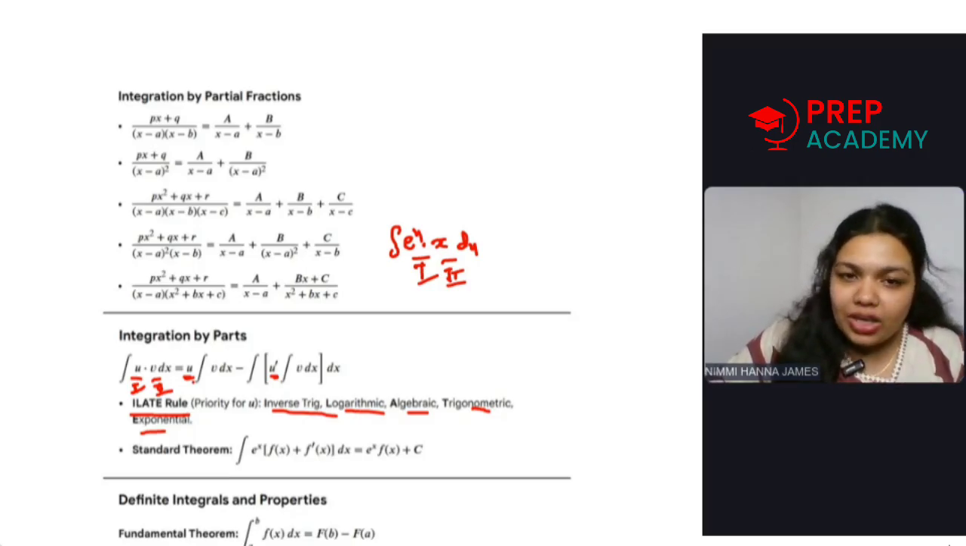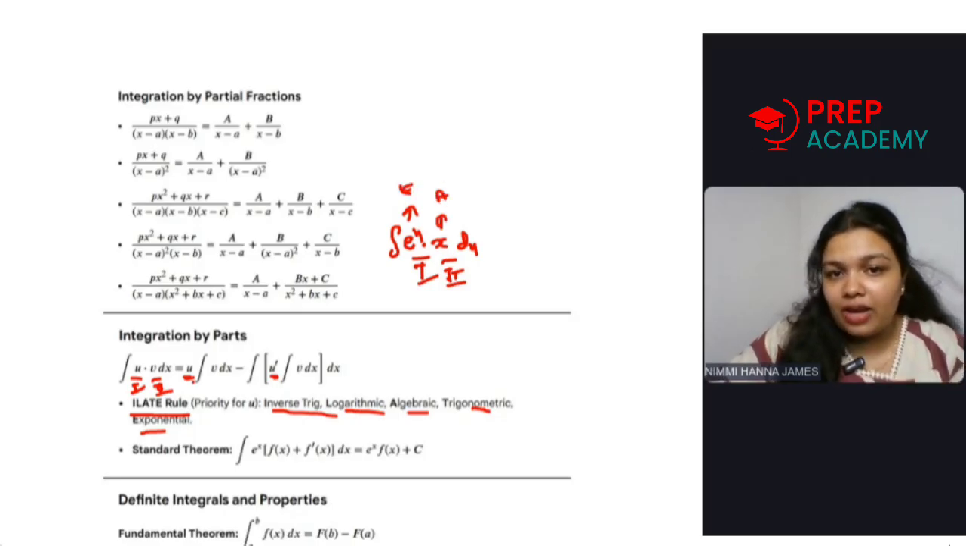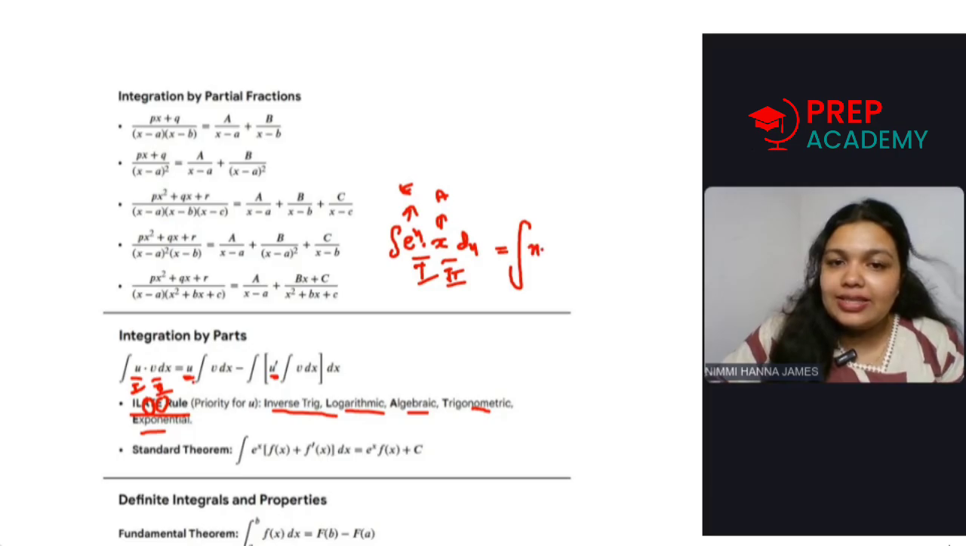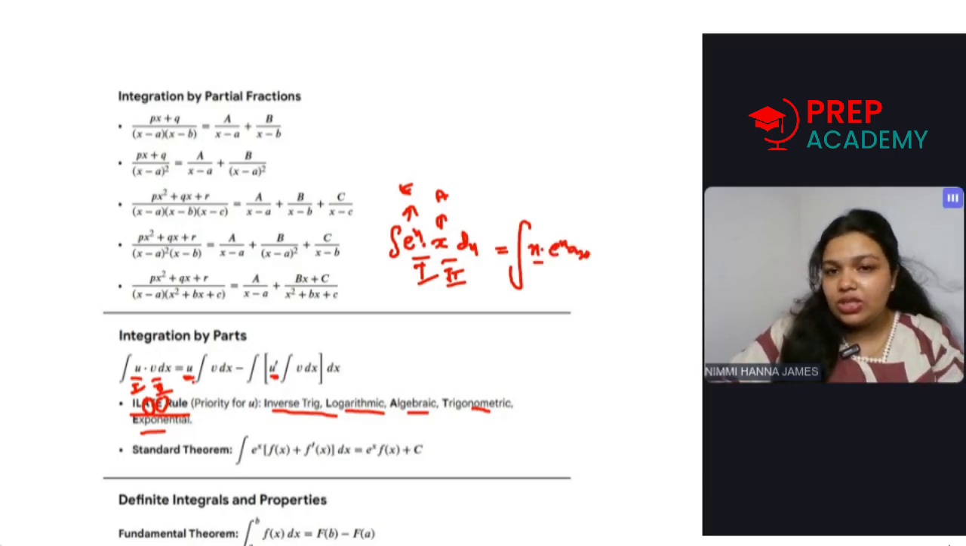In this equation, e raised to x is an exponential function, and x is an algebraic function. According to the ILATE rule, A should come first, then E. So we arrange it as x into e raised to x dx. A is the first function and e raised to x is the second function.